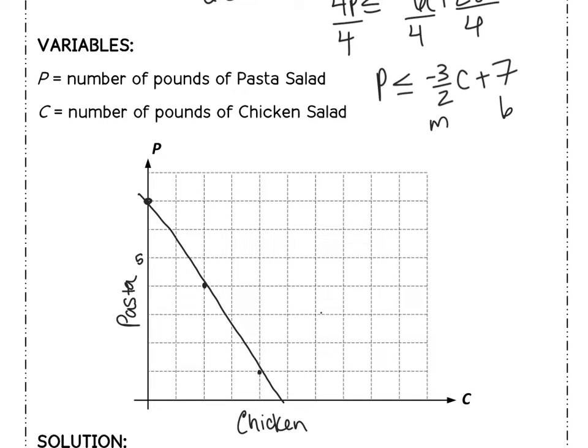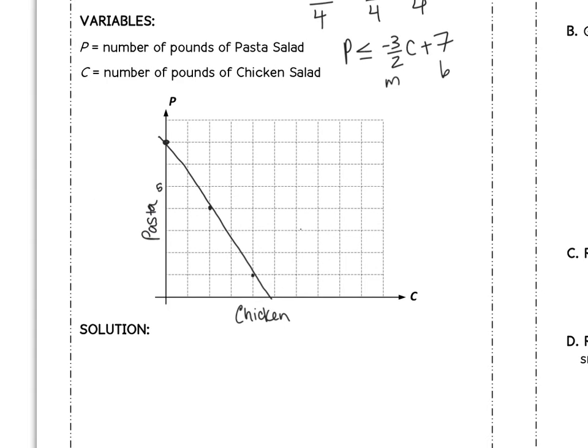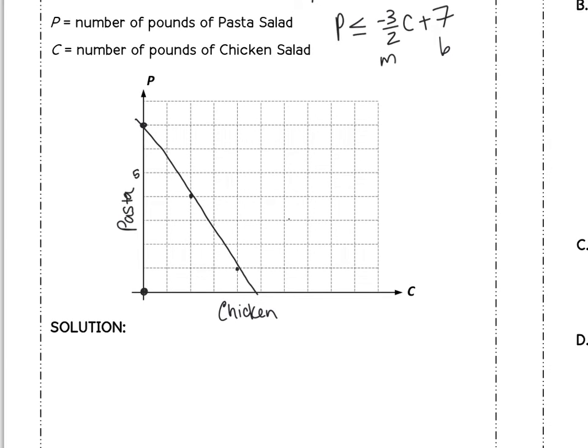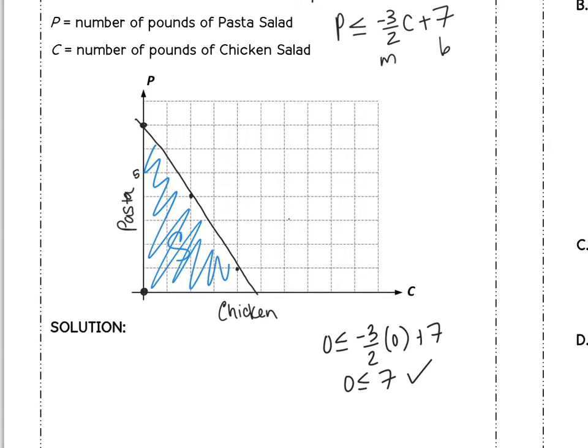There we go. Now, the solution is going to be in the region that meets all of these things. It says that I can't spend more than $28, so we are still going to double check. If I plug in (0, 0), I would have 0 is less than or equal to -3/2 times 0 plus 7. So is 0 less than or equal to 7? That is true. So that shows that my shaded region would be in that area below. So this right here is my shaded region.